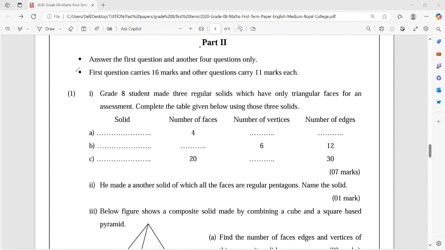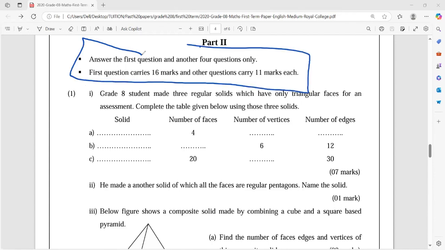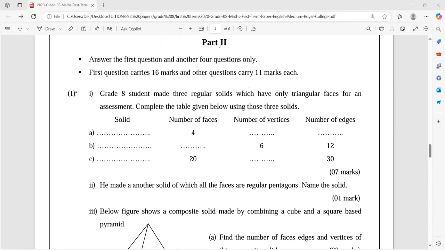When you answer a paper in your term test, you need to read these instructions very well. After that, you can start with an easy question. So here I am doing from the first question. Here you see, the grade 8 student made three regular solids which have only triangular faces for an assessment. Complete the table given below using those three solids.